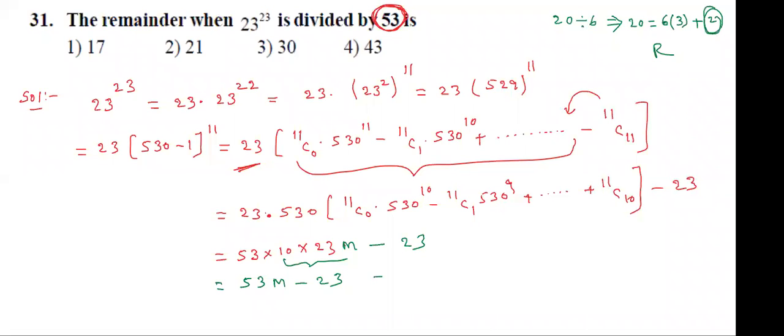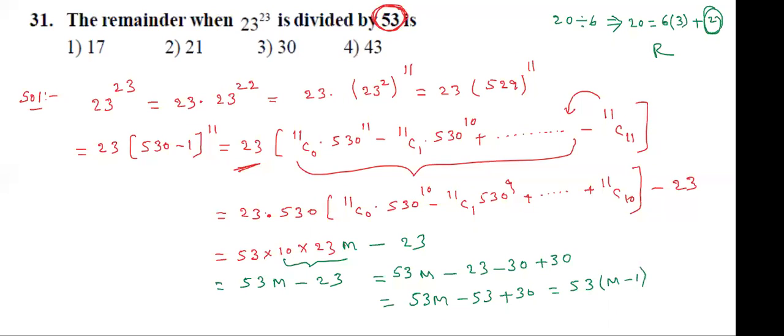Remainder cannot be negative. So we want to make it positive. How? This is the way. Now 53 minus 23. So here subtract 30, add 30. This is not 50, students, by mistake I have written. This is 53, sorry. Now 53m minus 53 plus 30. So overall I am writing 53 into m minus 1. M is integer. In integer, subtract 1. For suppose 10 is the integer. If you subtract 1, what you get? 9 only. Plus 30.